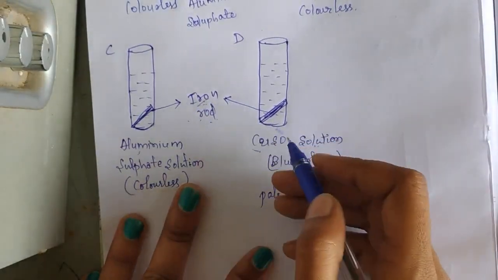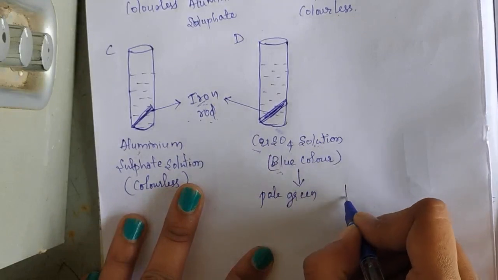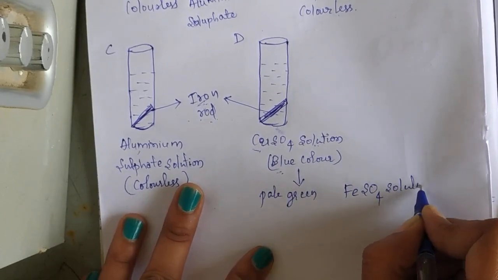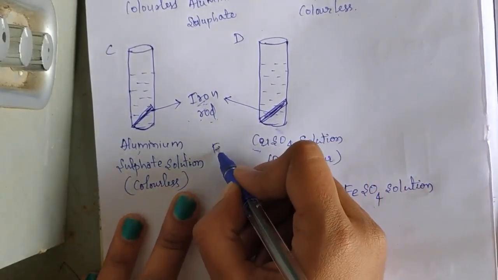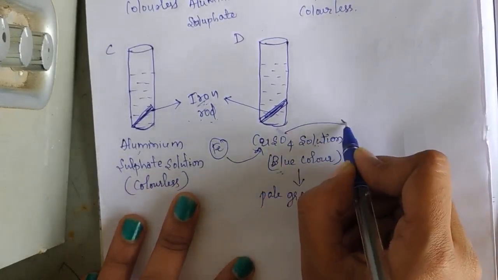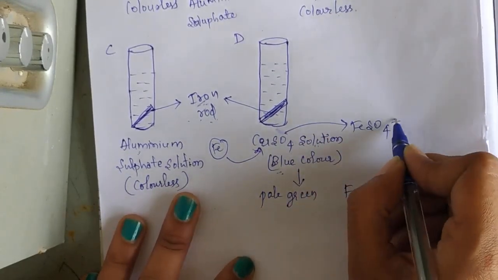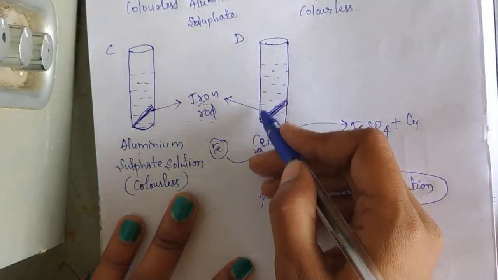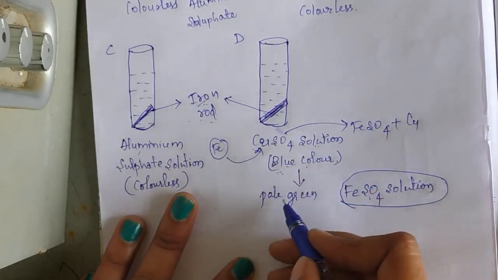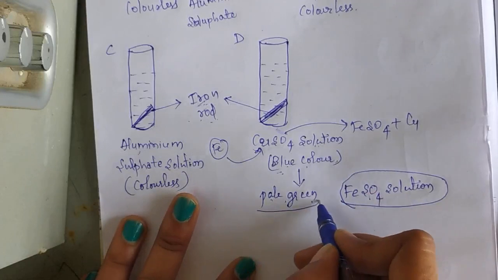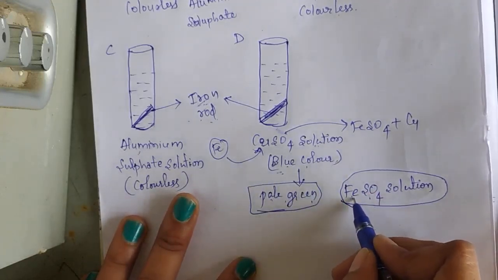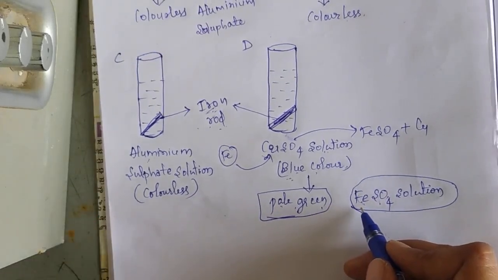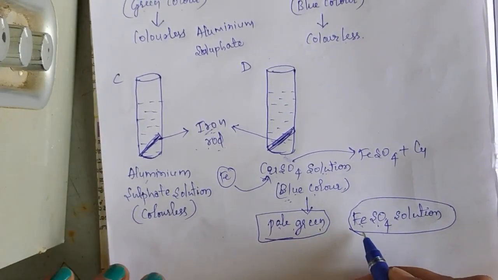Because when iron displaces the copper from copper sulfate solution, what happens? Ferrous sulfate solution is obtained. Okay, when iron displaces the copper, we get the ferrous sulfate solution and copper metal. As a result of the formation of ferrous sulfate in this test tube, the blue color disappears and pale green color appears, and this pale green color is due to the iron ion present in the ferrous sulfate. Okay, so like this a color change is observed in each of the test tubes except test tube C.